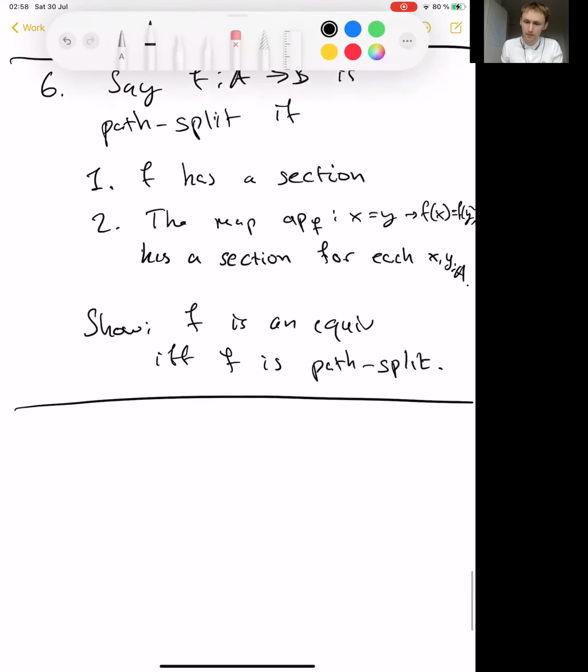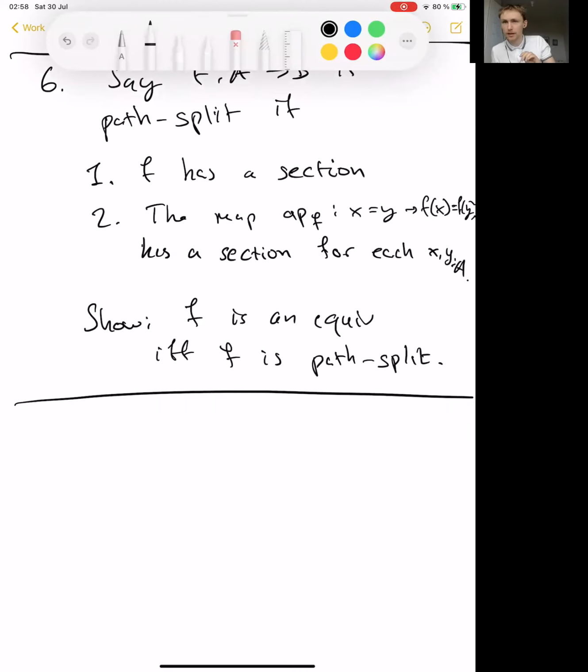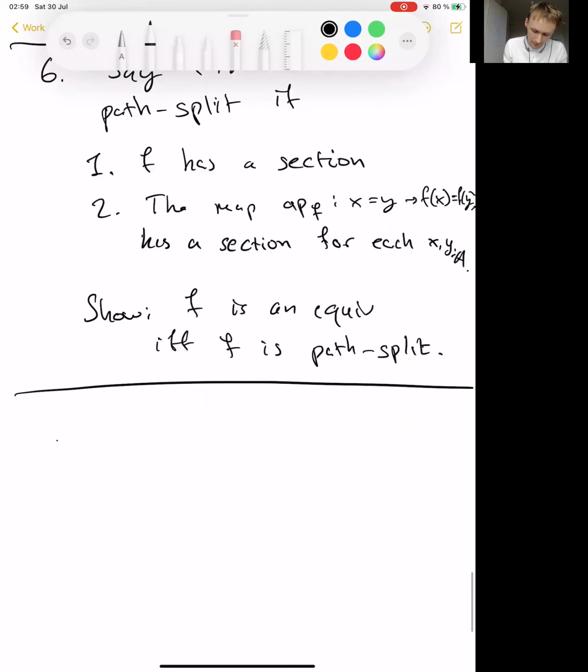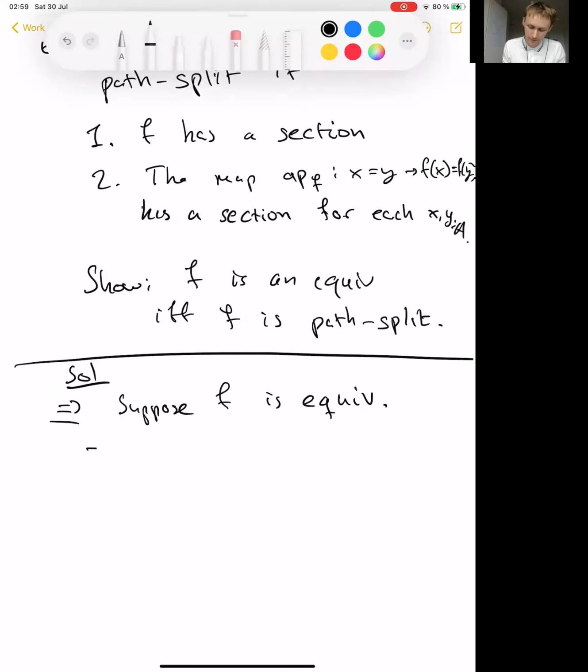Okay, so assuming that f is an equivalence, that path split looks weaker than being an equivalence, right? So one of these directions should be easy. And indeed it is. So the left to right implication. Suppose that f is an equivalence. This implies that f has a section.